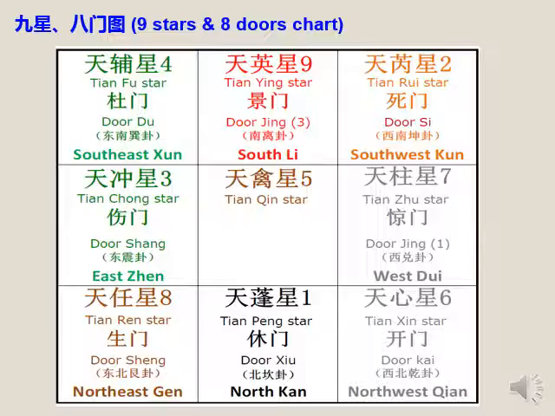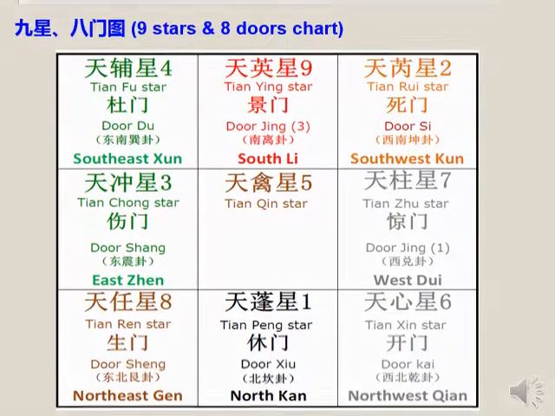Okay, this is just to show you how the doors and the stars are distributed in the 奇门遁甲 chart. Okay, the original location and position. As for the details, we are not discussing here.